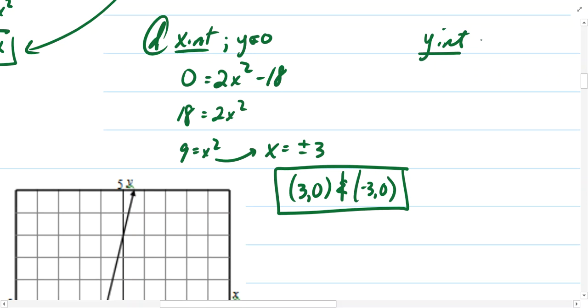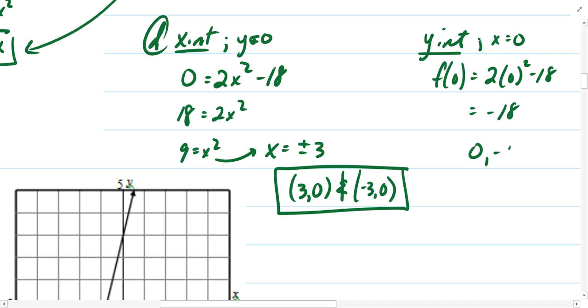For the y-intercept, again, we set x equal to 0, and we know that there should only be one y-intercept. So the function as a result of 0 is 2 times 0 squared minus 18, which is indeed -18. And as a coordinate, we would report that as 0, -18.